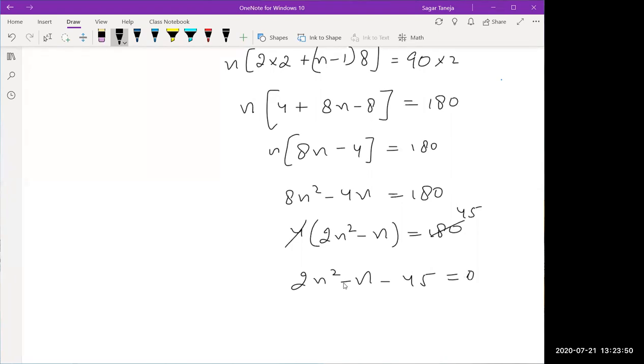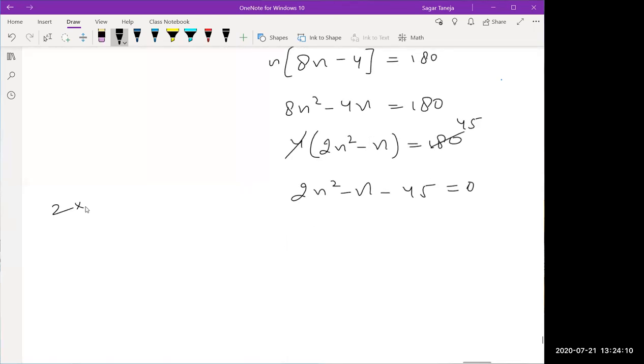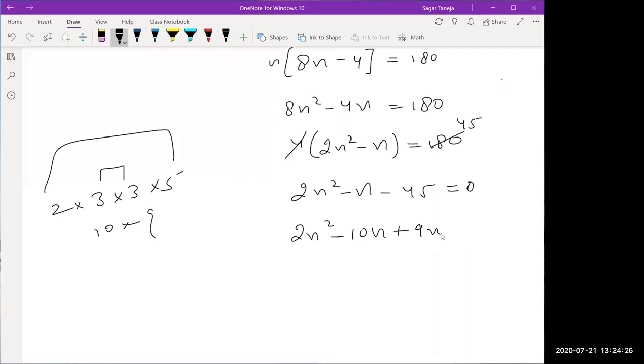If you want to use the quadratic formula, -b plus minus under root d upon 2a, you can use that. Otherwise, you can go simply with splitting the middle term to take out the value of n. So here the values are 2 and 45, and factors being 3, 3 and 5. With this we want minus 1 here. So it is 9 and 10. So 10 into 9. So 2n² - 10n + 9n - 45 is equal to 0. 2n(n - 5) plus 9(n - 5) is equal to 0.